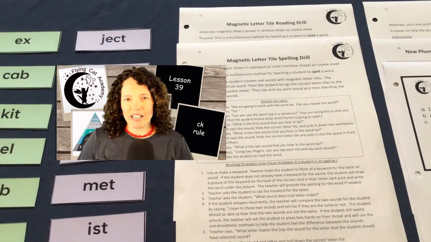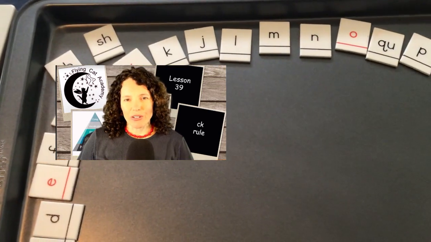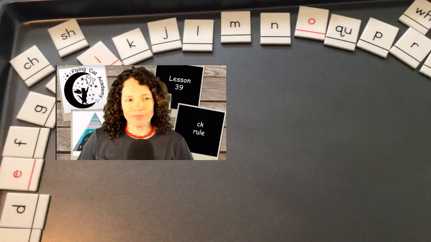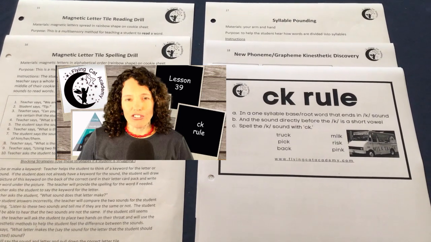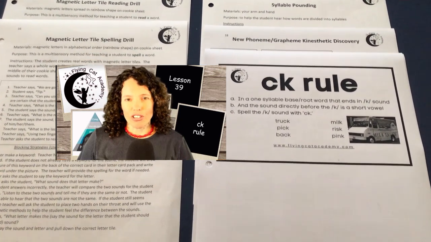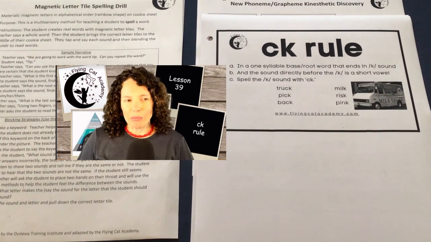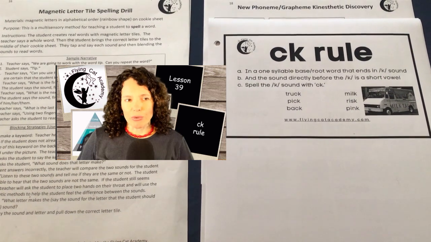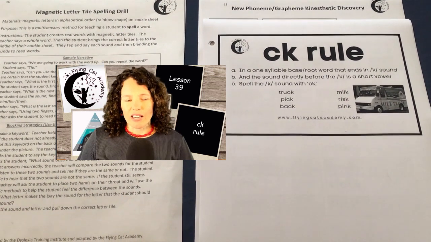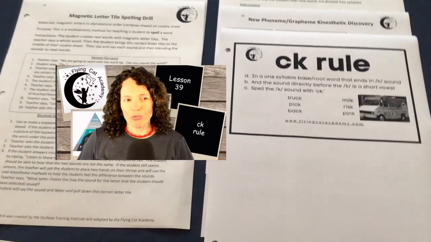Then we'll have the magnetic letter tile drills for reading and for spelling. For those, you're going to need the cookie sheet with the magnetic letter tiles spread in a rainbow shape. We'll have the syllable pounding instruction sheet, the kinesthetic discovery sheet for introducing a new phoneme-grapheme relationship, and the sheets that came with the lesson plan. You'll see that there is the CK rule on the top because we're introducing that new concept today, and underneath there would be the single word list, the story, and the 3 sentences for the writing portion.